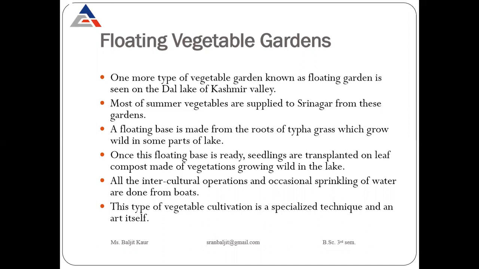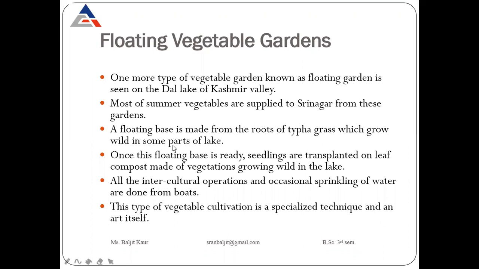The floating base is made from the roots of typha grass, and then on this base of typha grass, the seedlings are transplanted, and then all the intercultural operations are done through boats, and occasionally there is a sprinkling of water on the vegetables. This is again done by the boats, and this type of vegetable cultivation is a specialized technique and an art in itself, right?